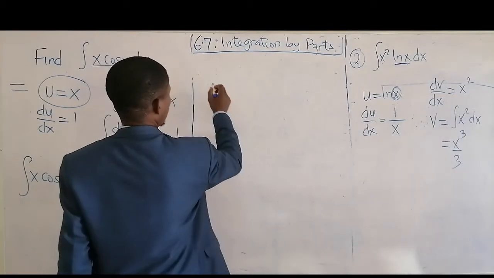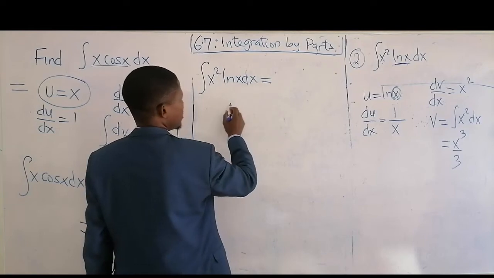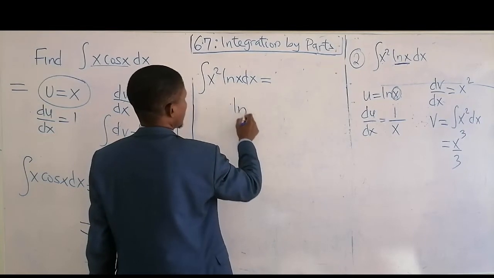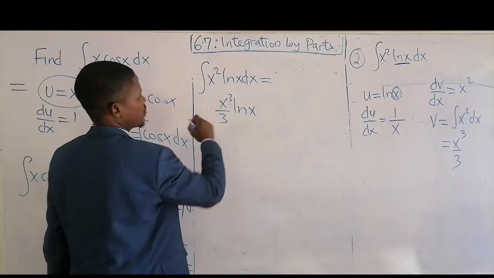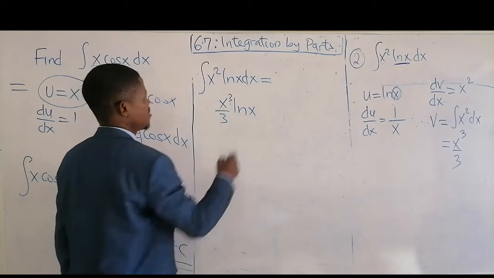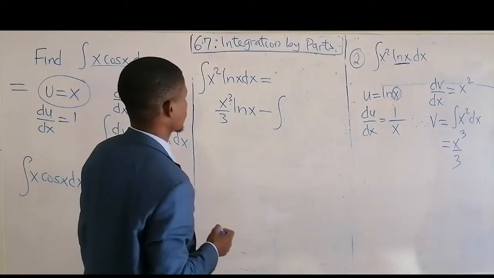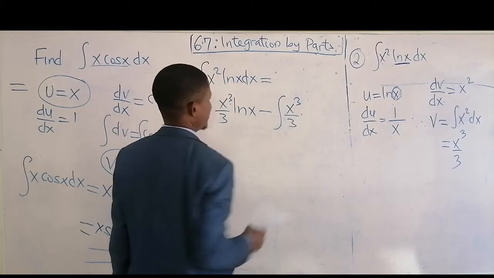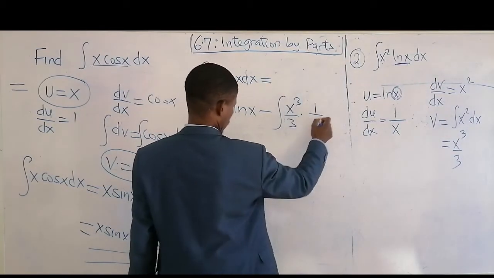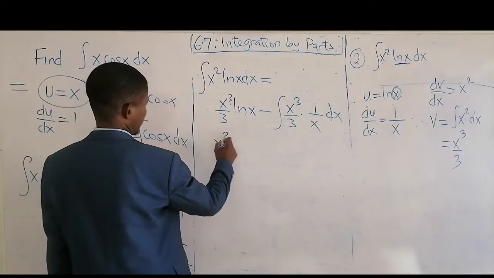So we now have your question, which is this, equal to uv. My u is what? ln x. My v is what? x cubed over 3. Okay, then minus the integral of what? My v is x cubed over 3 times the du/dx, which is what? 1 over x, then dx. So this will be equal to what? This.